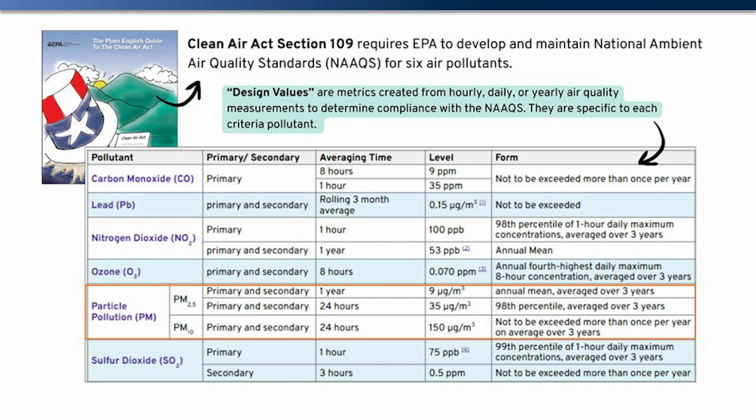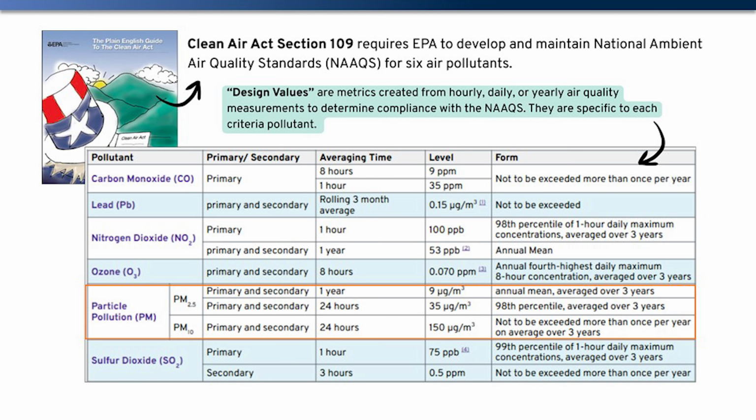Understanding design values is important to understand trends in monitored air quality data over time. Design values are the metrics created from hourly, daily, or yearly air quality measurements to determine compliance with the NAAQS. Each criteria pollutant has its own design value created using the formula that you can see in this table. The design value for PM2.5, for example, is calculated by taking the annual average level of measured PM2.5 for 3 years, then calculating the average of those values across those 3 years. If that number is above 9, then the new standard of 9 micrograms per cubic meter of air has been exceeded.